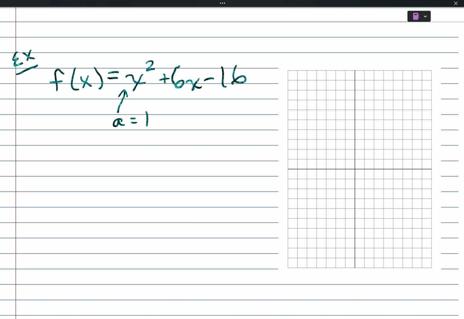Well, 1 is greater than 0, so I know that my sketch or my graph will be a parabola that's concave up. I know that just from looking at the a value. If it were a negative, I would know that it would be concave down. So the next thing I want to do, maybe let's figure out the x-intercepts.